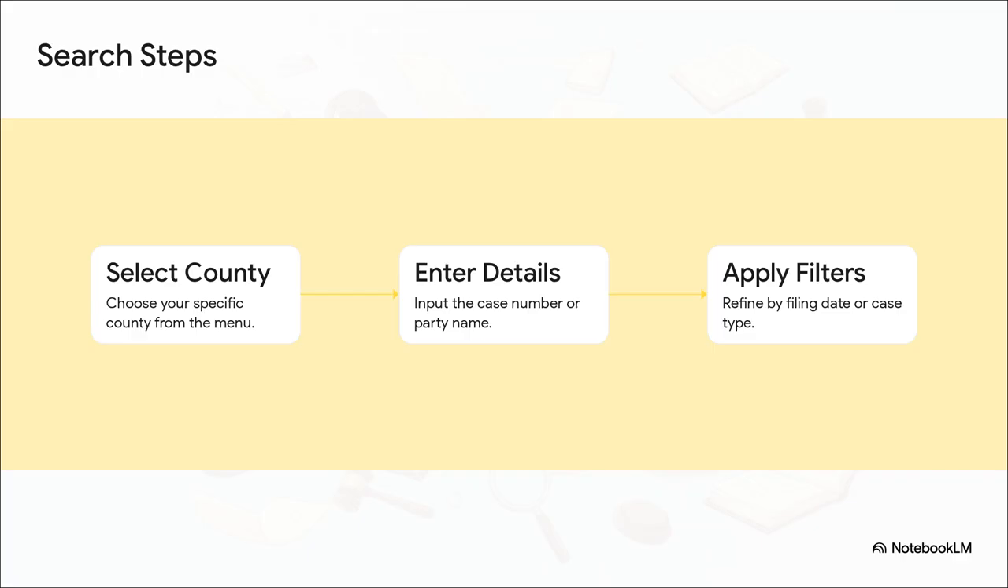First up, just use the drop-down menu and select Cleveland County. Second, enter what you know. If you've got the exact case number, boom, that's your golden ticket for a fast search. If not, no worries, the party's first and last name works perfectly fine. And finally, step 3, apply your filters to narrow down all those results into something you can actually manage.